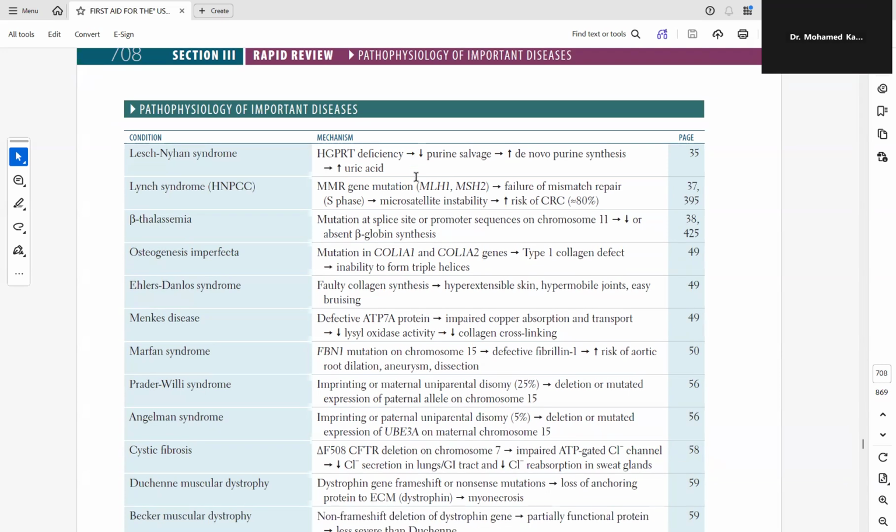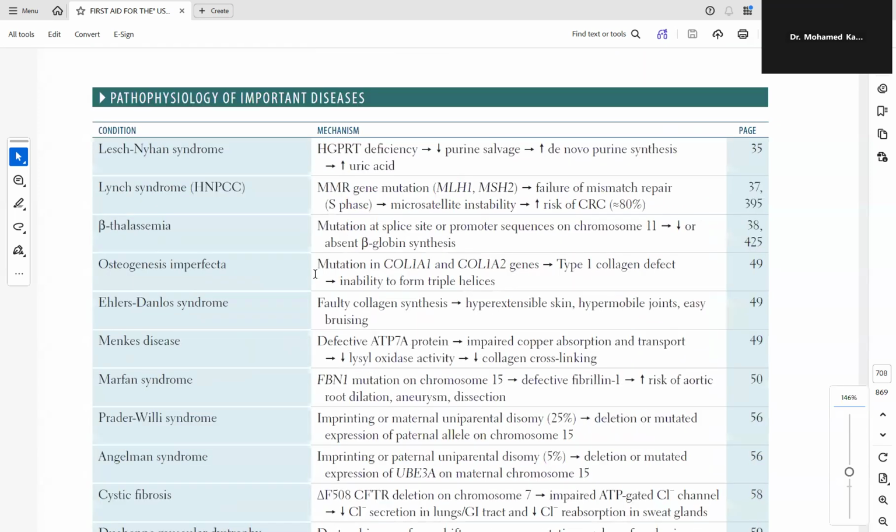This is a new series under the name of Pathophysiology of Important Diseases. In each video, we will be talking briefly about some diseases and the common presentation of these diseases. We will not go into too much explanation. If you would like more explanation on any of these diseases, you can Google them or search online for more information. This is just a brief summary of the common signs and symptoms of these diseases. So let's start.